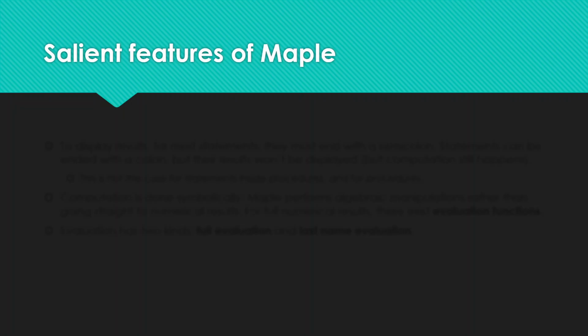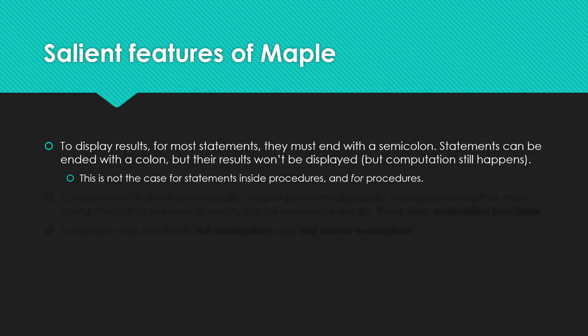Here are the features of Maple I found to be unique, as it is my first time encountering a math-leaning programming language that isn't a proof assistant. Number one, to display results. For most of the statements, they must end with a semicolon. Statements can be ended with a colon, but their results won't be displayed. But the computation still happens.